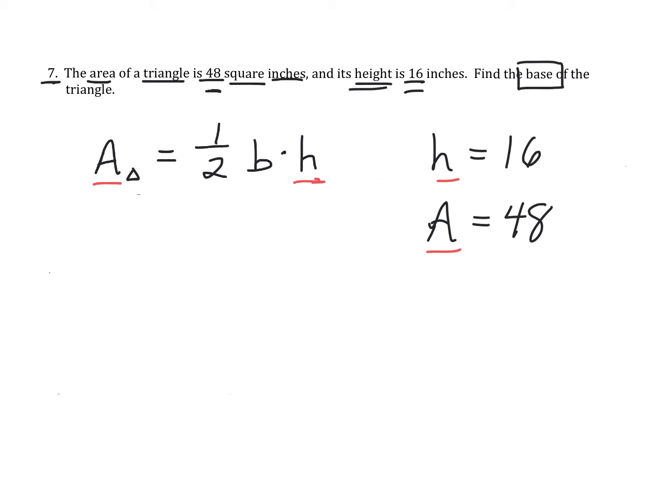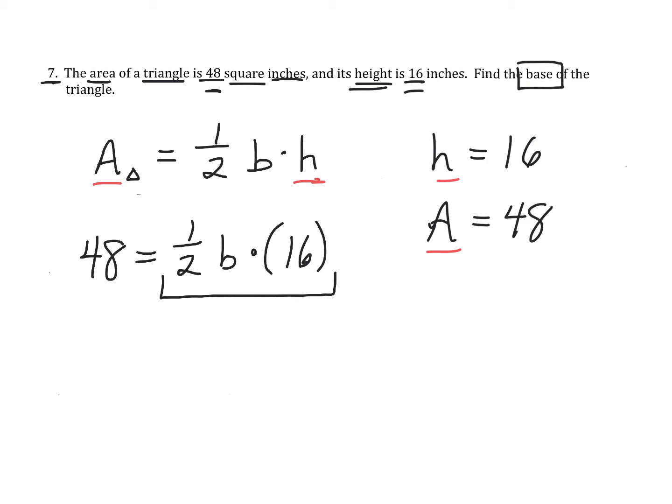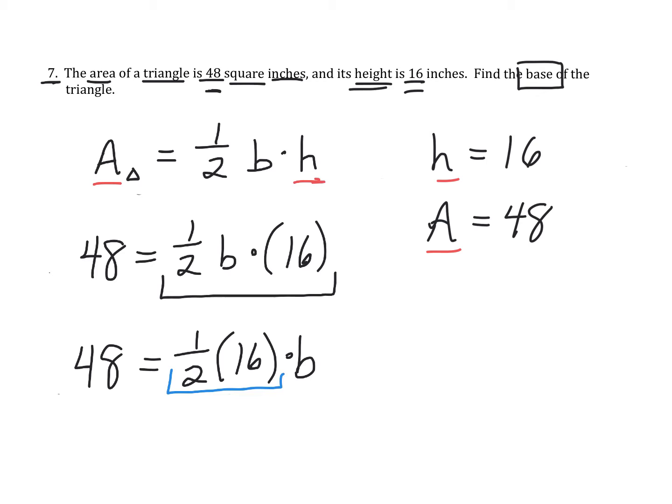So now my formula should read 48 for my area is equal to 1/2 base times height, which in this case is 16. Now, it might help to rearrange your equation since it's all multiplication on that right-hand side. I could actually rewrite it as 48 equals 1/2 16 times the base. That makes it a little bit easier because I know I can multiply these two terms together.